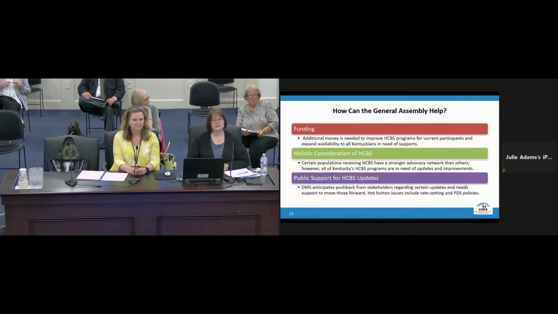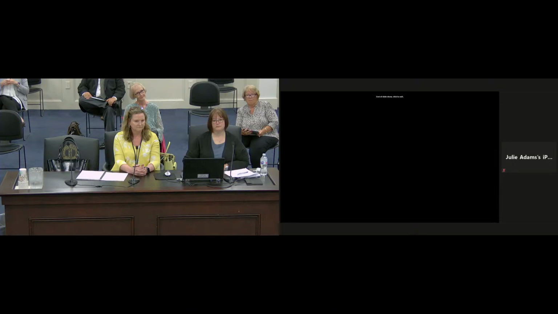We do anticipate some pushback from stakeholders. Change is hard. People don't like change. So we anticipate that just because we say we're going to change something, some people are automatically going to have an opinion or an issue, even if sometimes they're not even sure what that is. The hot button issues, of course, will surround rate setting and the participant-directed services policies. I'll pause there for any questions.